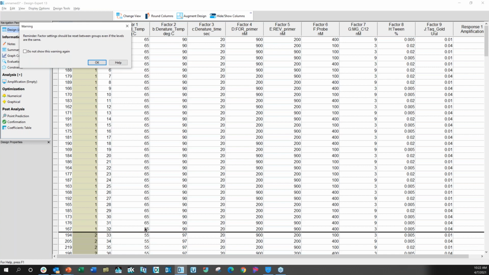You can see there are 32 runs in group 1, so that would be plate 1, and that's one combination. Notice the combination for the whole plot factors, or the denature factors, doesn't change. They're constant in group 1, and we're varying the subplot factor. Then we've got the next group with the whole plot factors and the subplot factors. Now we've got this reminder: factor settings should be reset between groups even if the levels are the same. If we look at this, the annealing temperature changes, so we have to change that. The denature temperature changes, so we have to change that. The denature time is the same.